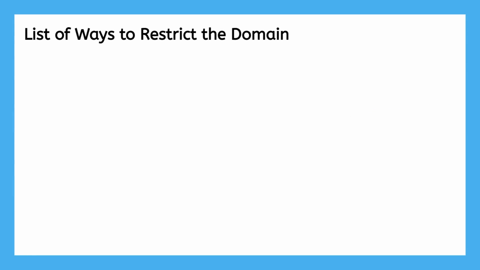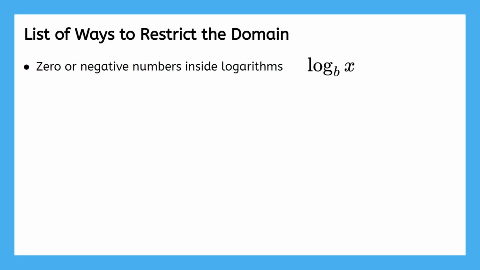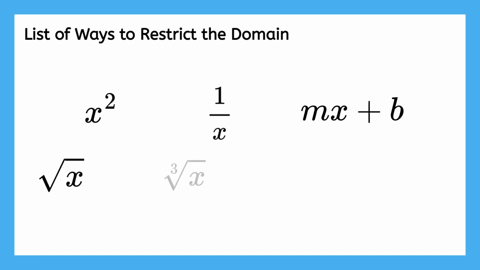Before we move on to examples, let's create a list of ways to restrict the domain of functions, meaning ways that the domain of a function might not be all real numbers, like our example with 0 or negative numbers inside of logs. There aren't too many reasons you can't plug certain numbers into functions, so having a short list will be helpful when we work through examples. Think about all the different types of functions that you've seen. Which of these other functions might not work if you try to plug in certain numbers?